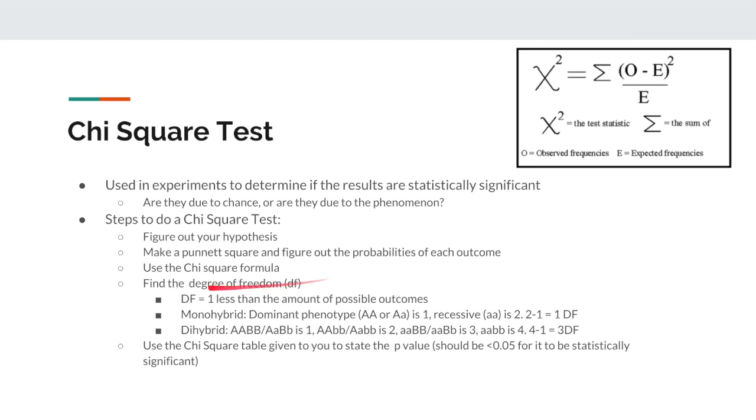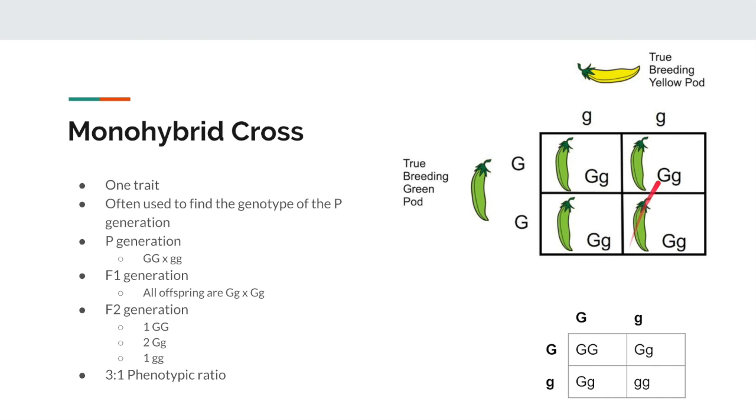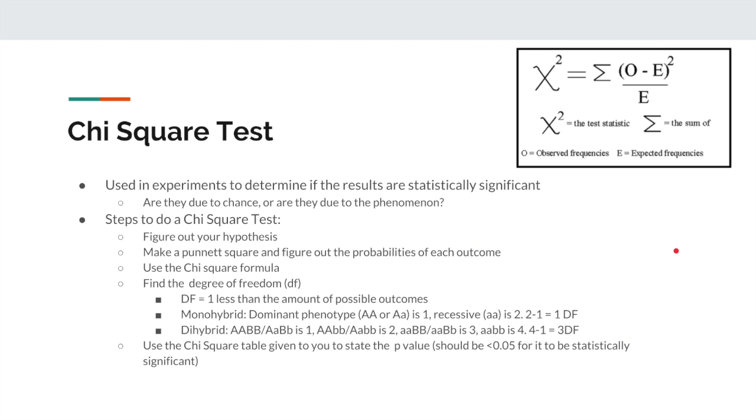And then the degree of freedom is going to be needed to find the p-value afterwards. The degree of freedom is basically just 1 less than the number of possible outcomes. So for a monohybrid cross, we only have 2 possible outcomes, right? We have the dominant phenotype or the recessive phenotype. So there's 2 possible outcomes, and we have a degree of freedom of 1.